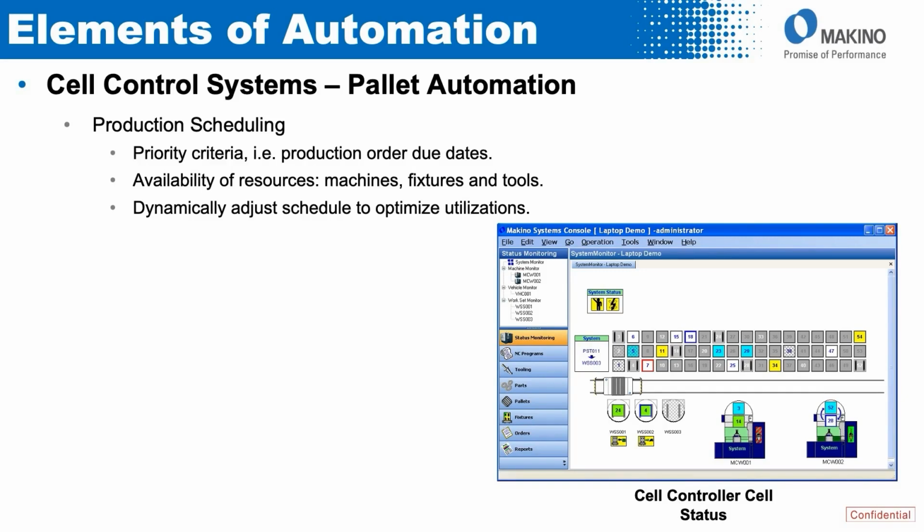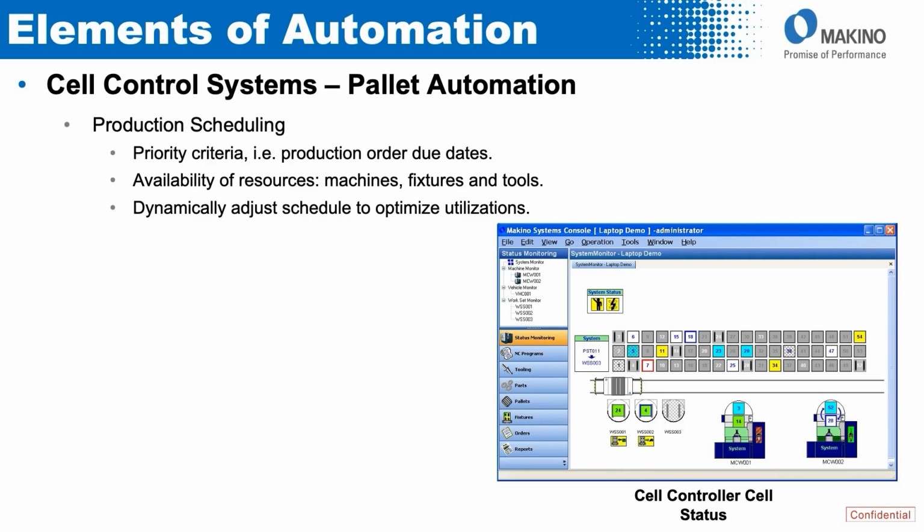So you have to determine what is going to be the priority as far as scheduling the production through the cell. Now, do I want to get maximum utilization of my machines? Do I want to make sure I meet my production order due dates that may be associated with an order? So within the cell control system, we're able to select between a couple different criteria what is the priority as far as how the cell controller schedules the cell.